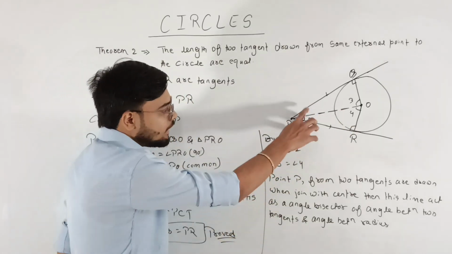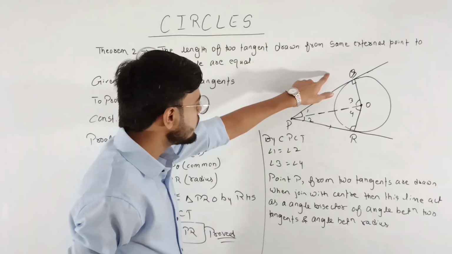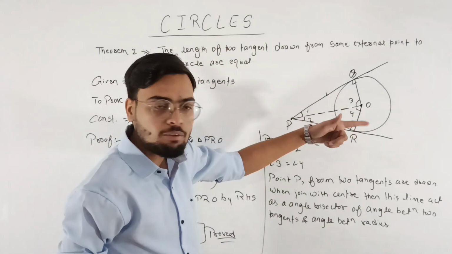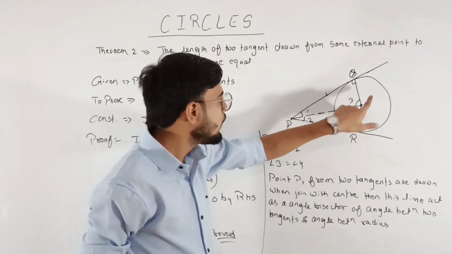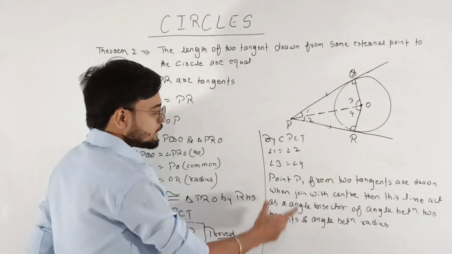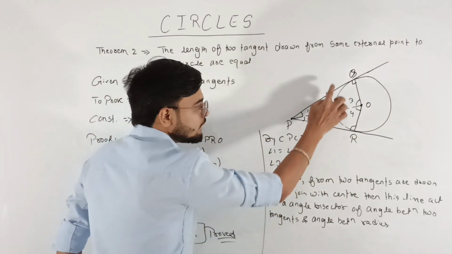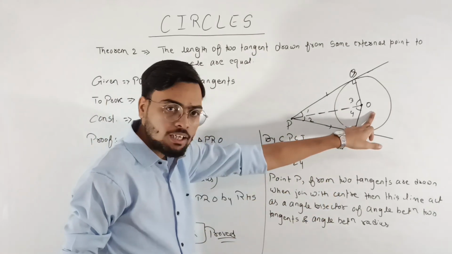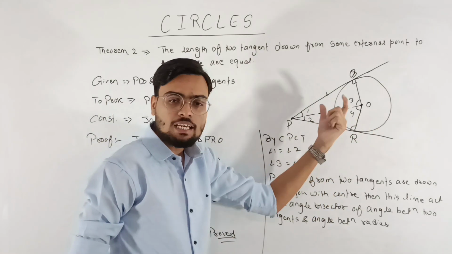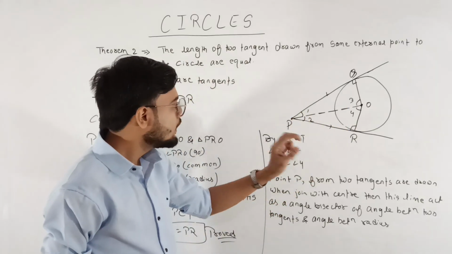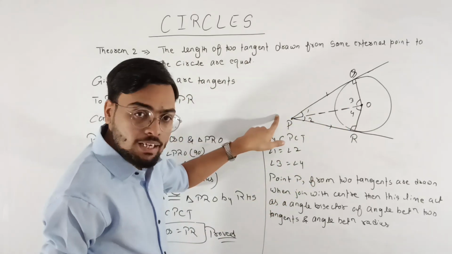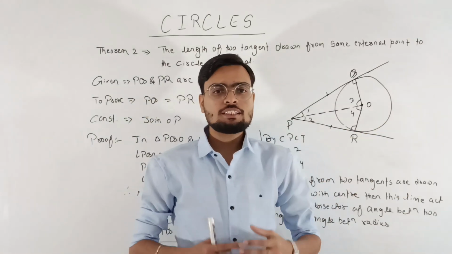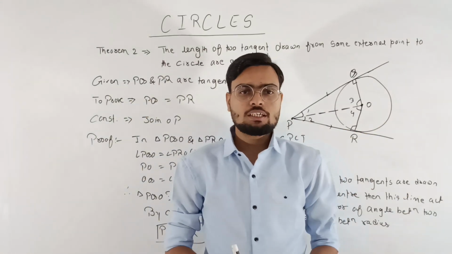And now look, angle 1 and 2 are the angle between these two tangents PQ and QR, and angle 3 and 4 is the angle between two radii OQ and OR. So I write here in the statement: point P from which these two tangents are drawn, when joined to the center, this line PO acts as an angle bisector between the angle between tangents and the angle between the two radii. Okay, I hope you all understand these two theorems of this circle.